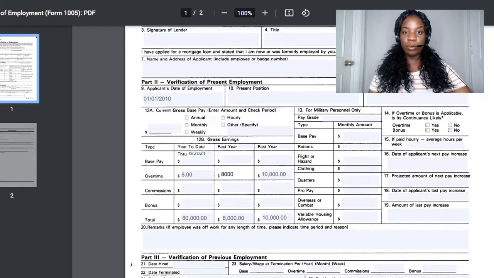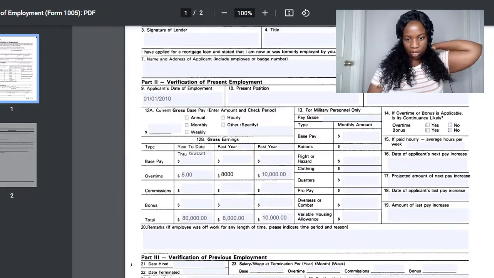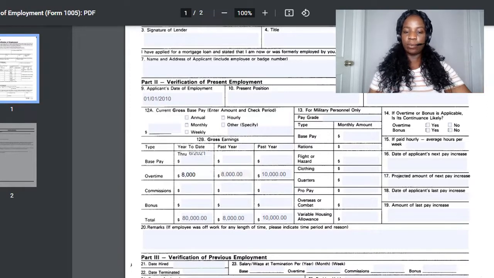That is, of course, if the borrower qualifies with this amount. Now, let's just say the borrower does not qualify with the 8,000. What if we really needed to use this 8,000 year to date, which would be more income than this 8,000 over 12 months? Because 8,000 over 6 months is more than 8,000 over 12 months.